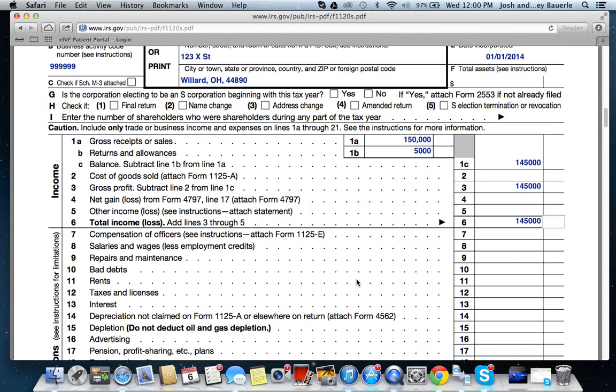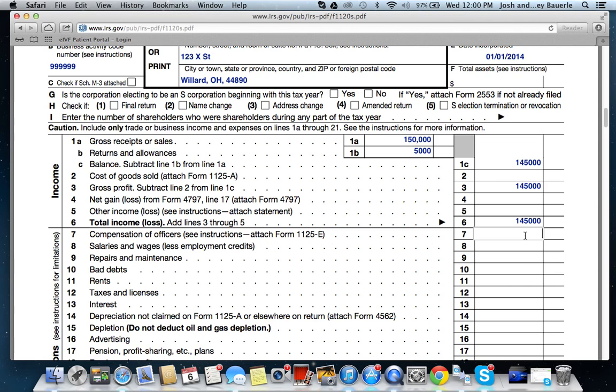All right, so compensation of officers, line 7. As an S corporation, you have to pay yourself, if you're an owner, a salary, okay? So it doesn't matter if you have no other employees, you have to pay yourself that salary. That's part of how the IRS makes some of their money back for the tax breaks you get as an S corp. So you're going to take the salary you paid yourself and any other owners or officers in the company. You're going to put that here.